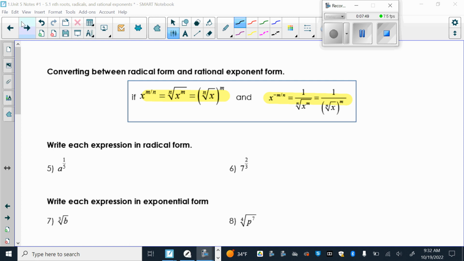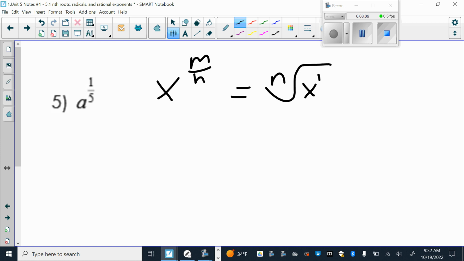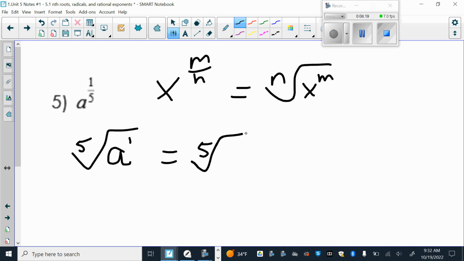So example number 5, write each expression in radical form. So I have a to the 1/5 power. So remember, x to the power of m over n is the same thing as the nth root of x to the power of m. So a to the power of 1 over 5 is the same thing as the 5th root of a to the 1st power, or the 5th root of a.